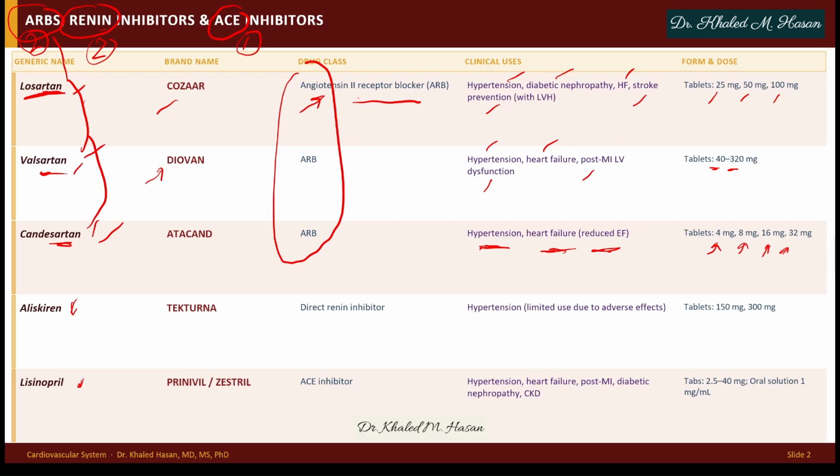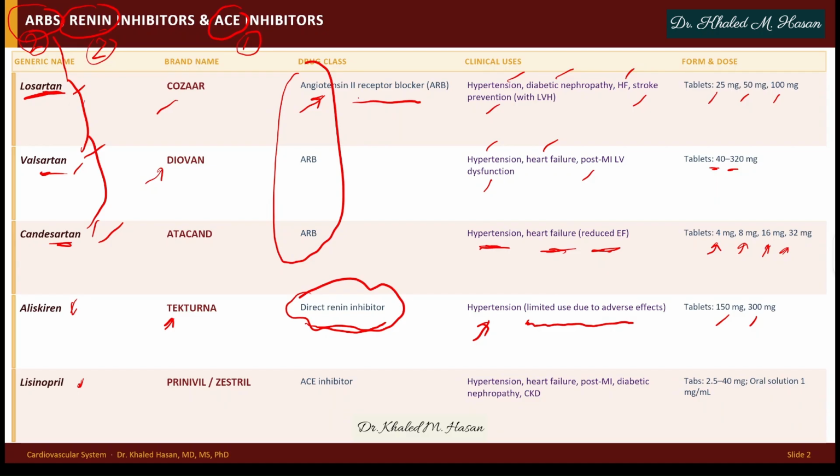Moving to Aliskiren, brand name Tekturna, the direct renin inhibitor. So the question from the slide here: which of the following is considered a direct renin inhibitor? We have Aliskiren, brand name Tekturna. This medication is used for hypertension, and it's used in a limited way due to the side effects. Available as tablets, 150 and 300 milligram.